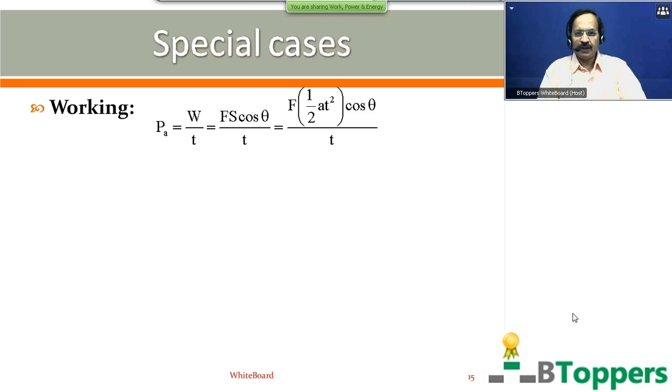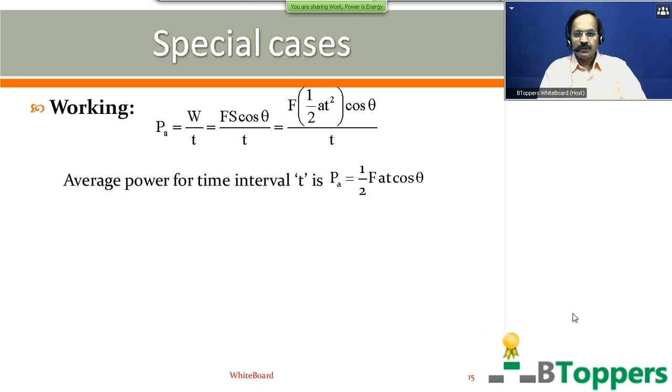The average power for a time interval t can be written as W by t, where W equals Fs cos theta. The body starts from rest and moves with constant acceleration, so we can write s equal to half a t squared. Substituting s equal to half a t squared, the average power for time interval t is P_av equal to half F a t cos theta.